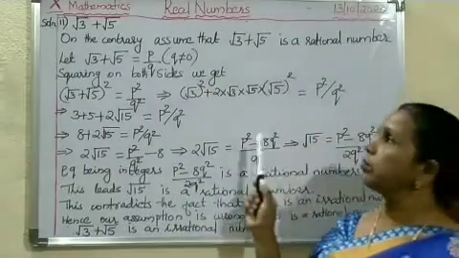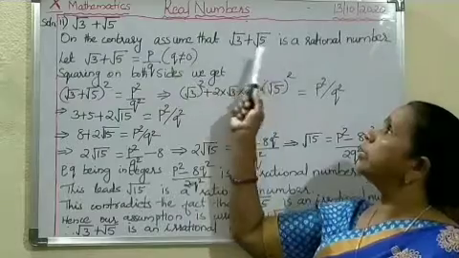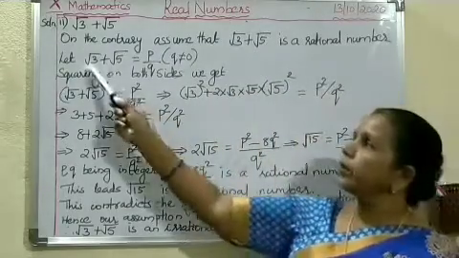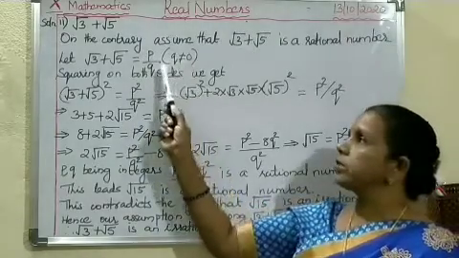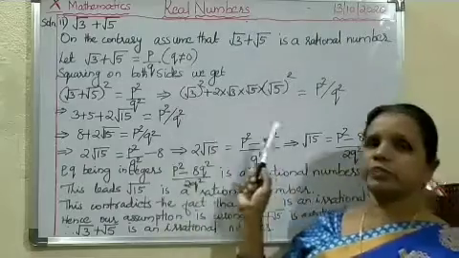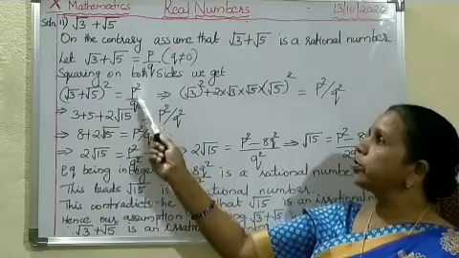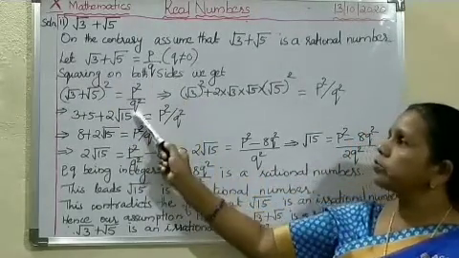Then we are assuming the contradiction: on the contrary, assume that root 3 plus root 5 is a rational number. Let root 3 plus root 5 be equal to p by q, and q not equal to 0. This is the definition of rational numbers. Then squaring on both sides, what will we get? Root 3 plus root 5 whole square is equal to p square by q square.